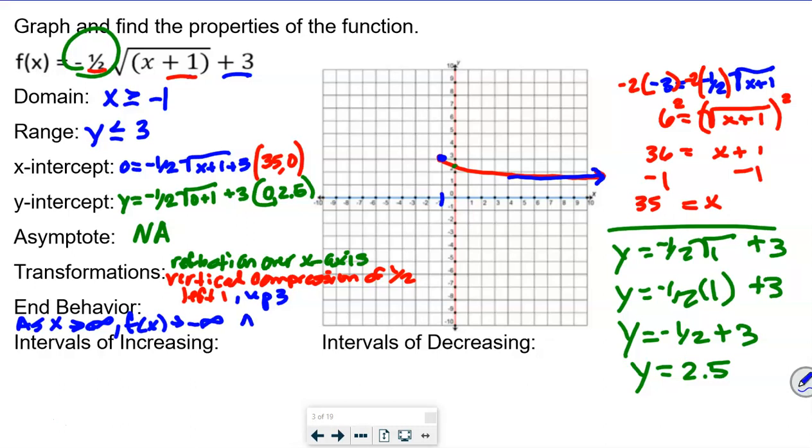And then as x approaches negative infinity, so as we move left on this graph, so now we're moving to here, boom, it stops again. So where's it stopping? Right there at 3. So f of x is going to 3. Okay, see it?